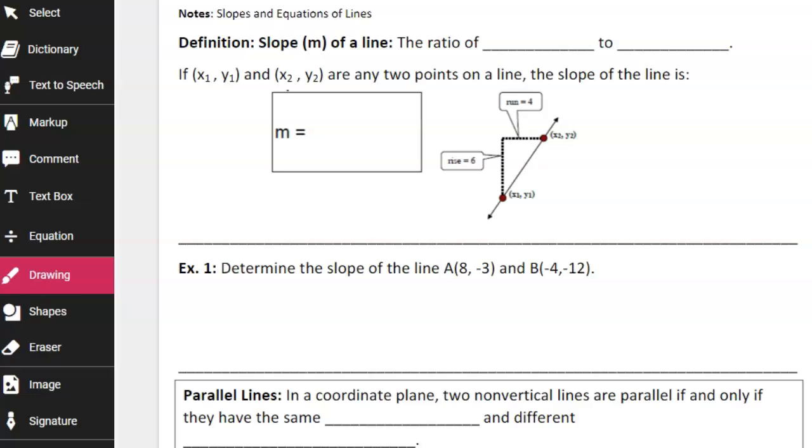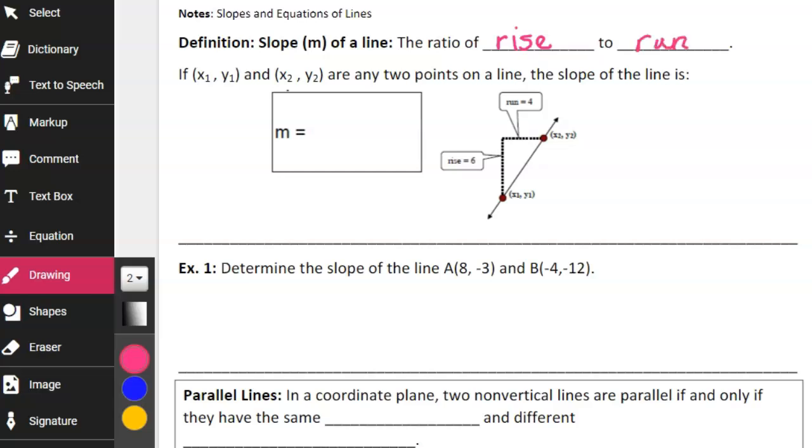The first thing that we're going to review is the definition of a slope. Slope, or m, as it's written in an equation, of a line is the ratio of the rise to the run. In algebra, you'll remember that we talked about slope as rise over run.